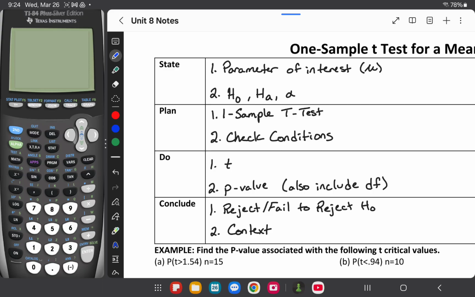Last but not least, in our conclusion step, we're going to say whether or not we're going to reject our null hypothesis, and then also make sure we provide that in context.